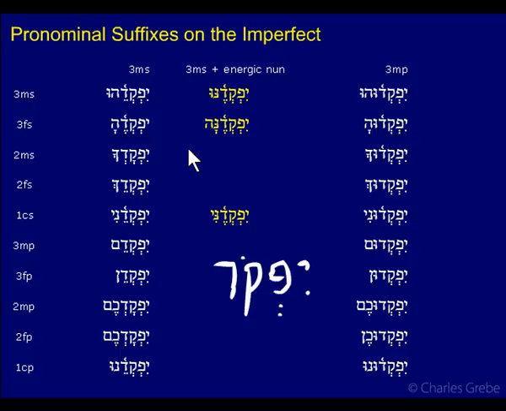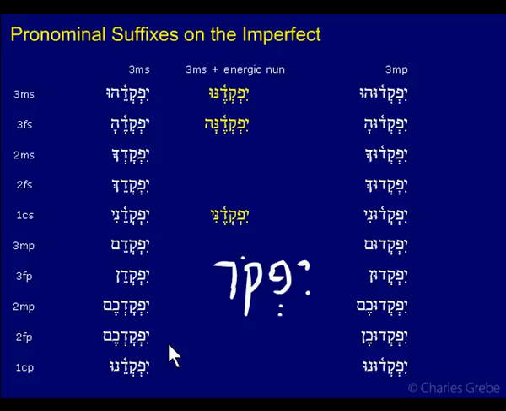The second point is that when you add the 2ms suffix, and Ross talks about this, when you add the 2ms suffix, cha, the whole one can reduce to a qamets hatuf, which is the short o. So here we have yifkodcha. This is the short o, the qamets hatuf. We have that instead of having yifkedcha or something. Okay? So that's what can happen there. And also you'll notice down here that we have the qamets hatuf as well for these second person plural forms. Yifkodchem, yifkodchen.